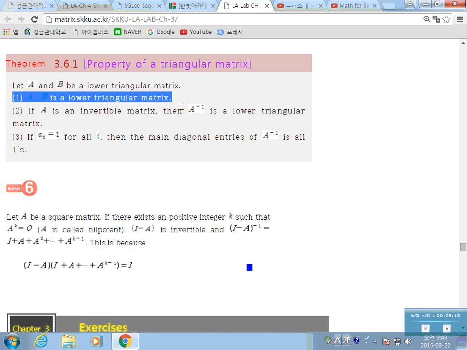Product of two lower triangular matrices is a lower triangular matrix. Why don't you try to share the proof of this first part of it?